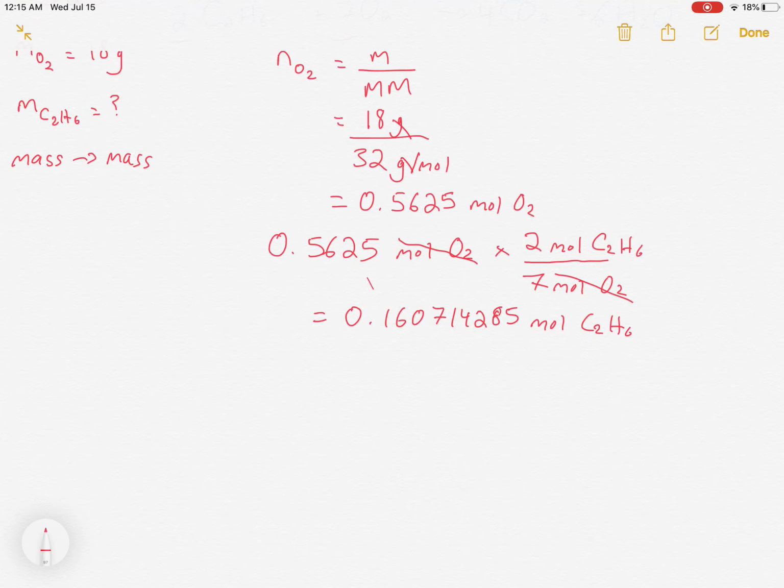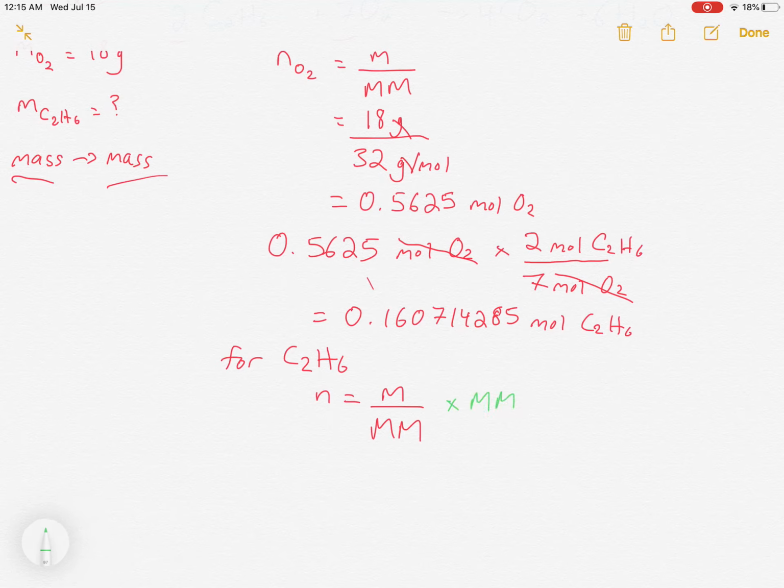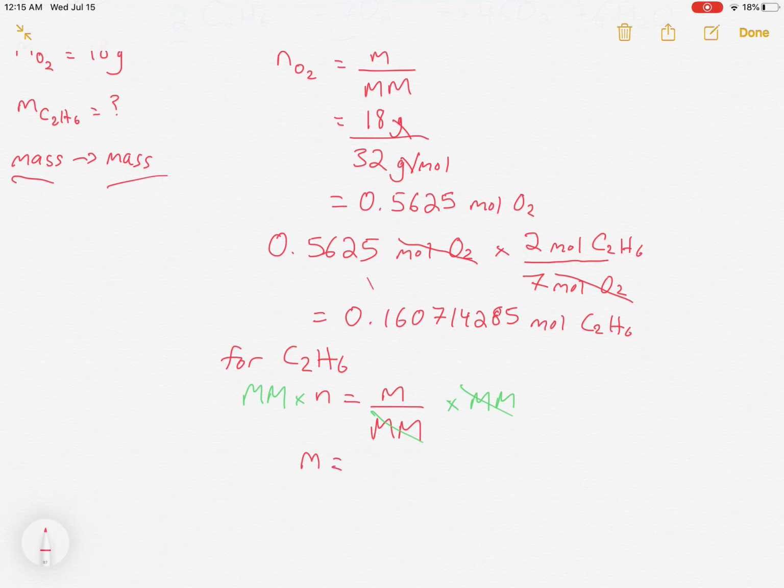And if I have moles, then I can find mass, which is what we want because this is a mass to mass problem. So for ethane, we're going to rewrite our standard equation, moles equals mass over molar mass. Once again, we want to rearrange this equation, and we can do that by multiplying both sides of the equation by molar mass. I'm just doing that in a different color so that it's super clear. Then what you get is the mass being equal to the moles times the molar mass.